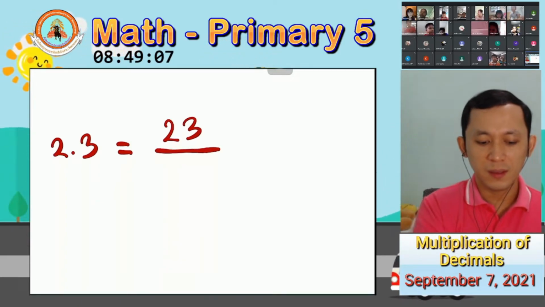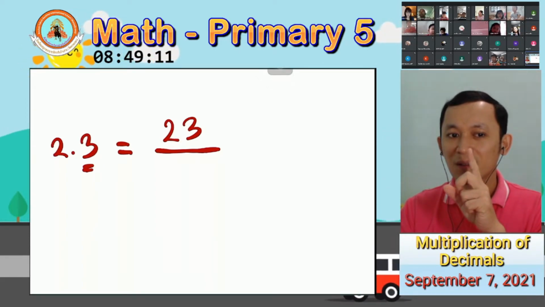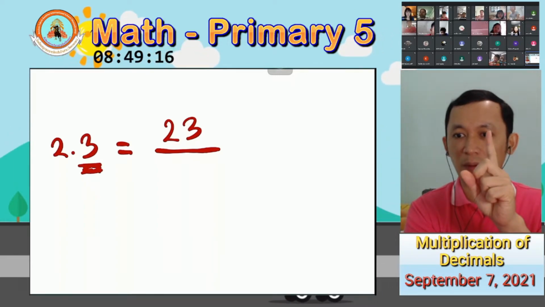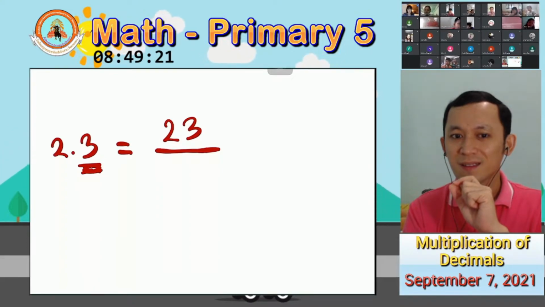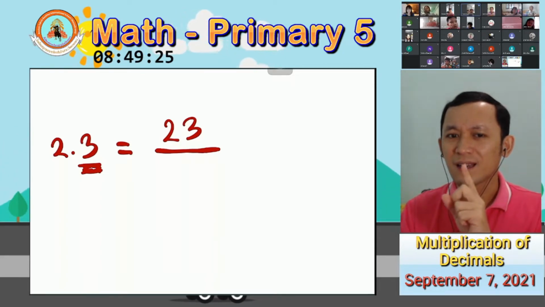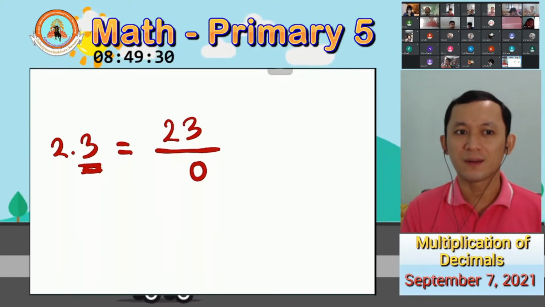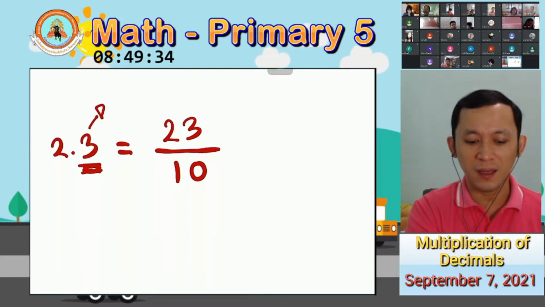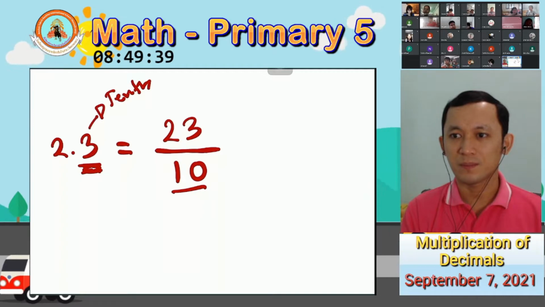over. Teacher, how many decimal places? How many decimal places? This one, 2.3. How many decimal places do we have? How many decimal places? One. Okay, we have 1 decimal place. So we just have 1 zero. And then we add 1. So this one is in the tenths place. So we have ten.